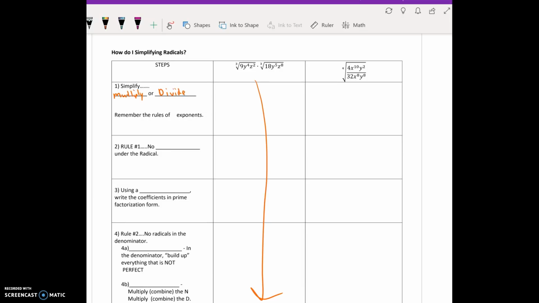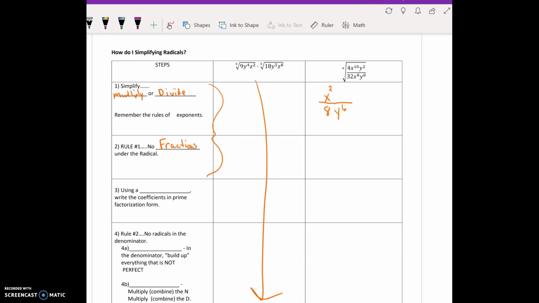Less is more. So when I look at this fraction, I don't need 4 and 32. I can divide a 4 out of both of them and end up with an 8 in the bottom. And then the x's, I don't need x's on top and bottom. I can end up with an x squared on the top, and the y's, I can end up with y squared on the bottom. So that's the simplifying part. Now I'm going to put these next steps into one and address the next rule, no fractions under the radical.